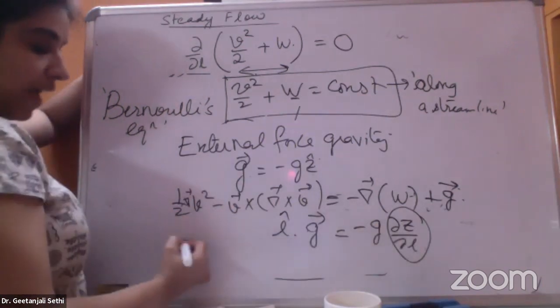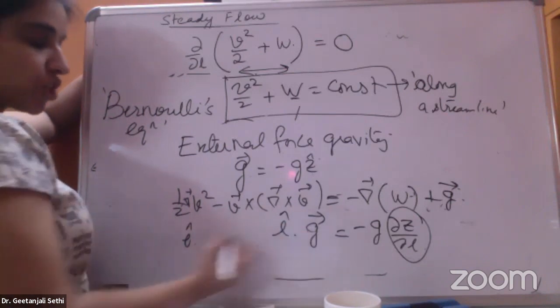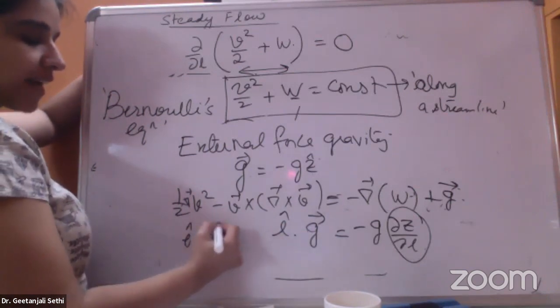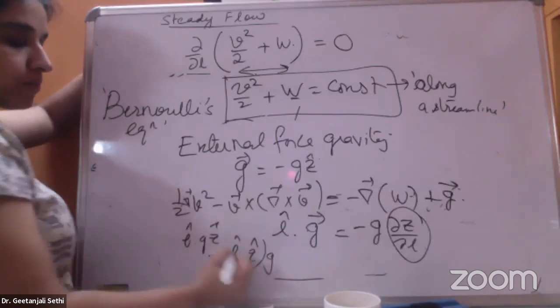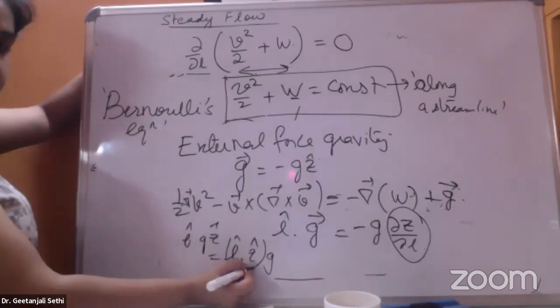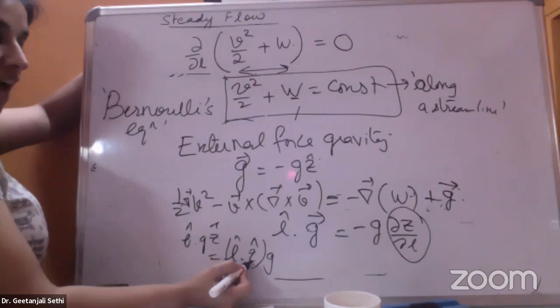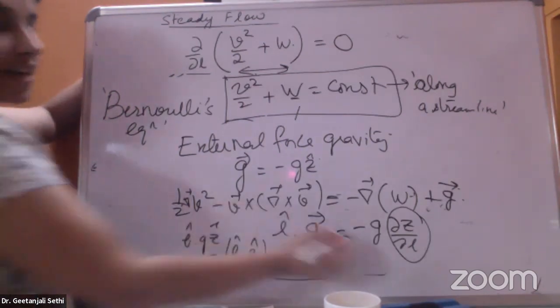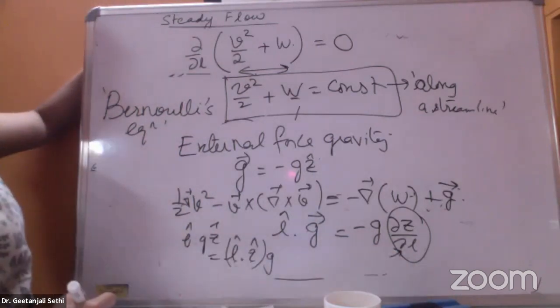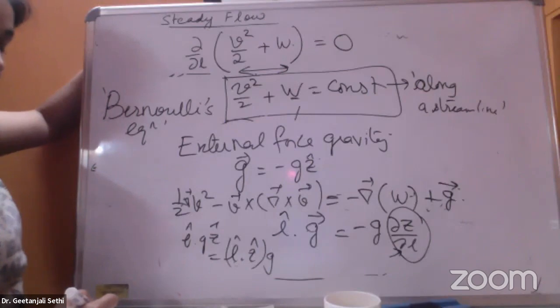So when I do L dot G, I can write it as G Z cap. So this is nothing but L dot Z cap times G. Both are unit vectors. If I do L dot Z cap, it is going to give me nothing but the cosine of the angle between L and Z. And that's what this denotes. Cosine of the angle between L and Z. Right?